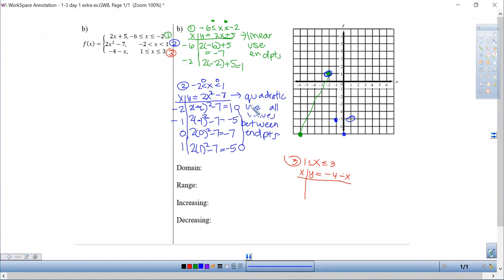So I have a parabola. So I know that the shape should be a curved U shape to connect my 3 points that I graphed. Sorry, 4 points that I graphed.